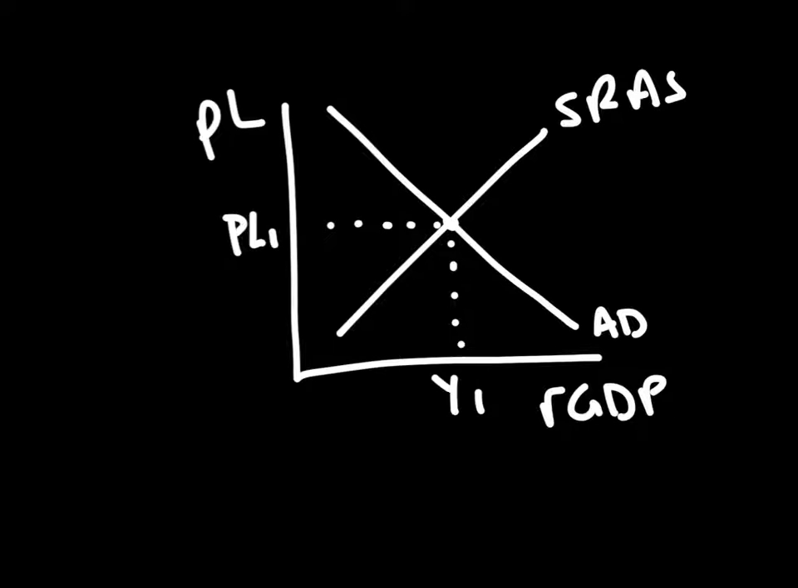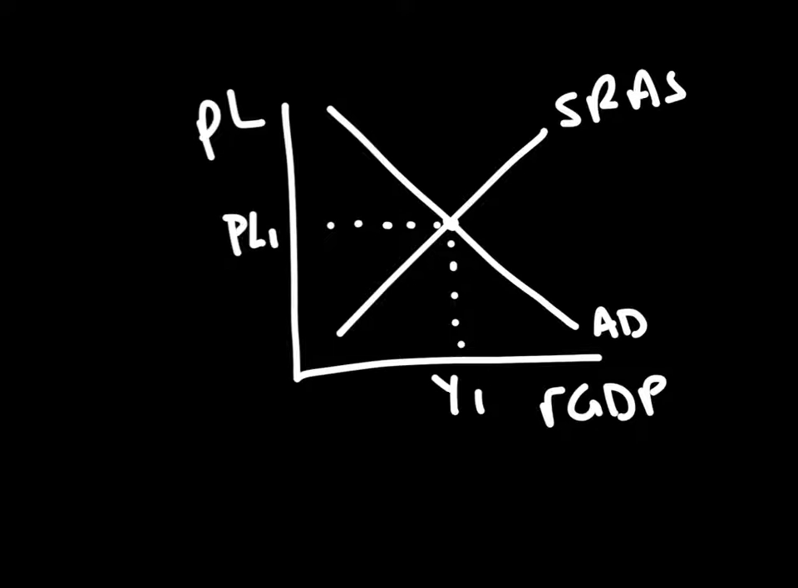So here's our United States market. We are currently producing at Y1, and we're currently producing at a price level of price level 1, or PL1. So when we put these together, we end up with an equilibrium, and then things happen that are going to change equilibrium and have an effect on price level and GDP.